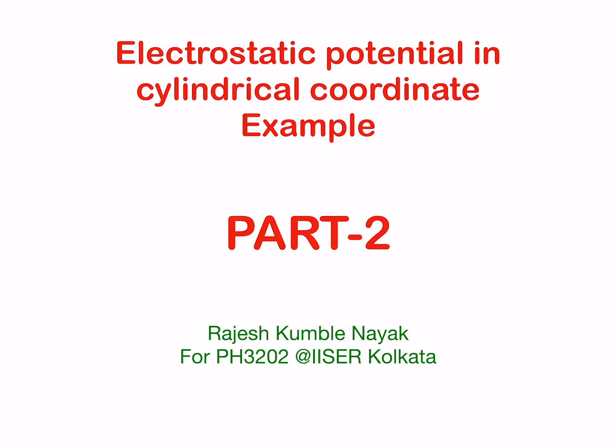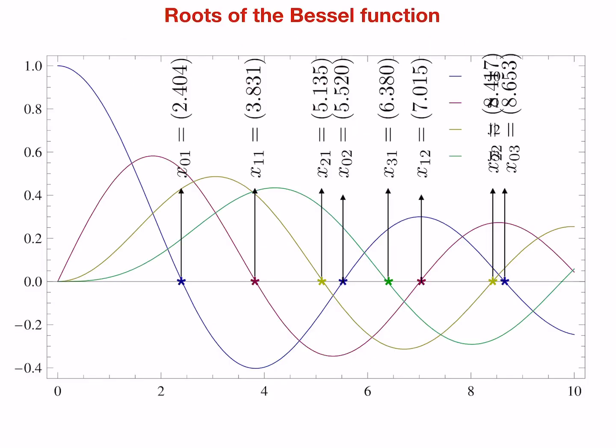Okay, let's start with the application of Laplacian in cylindrical coordinate system to electrostatic potential. So we have earlier seen the Bessel function comes as a radial part of the Laplace equation, and often we require boundary conditions such that either satisfying the Sturm-Liouville boundary condition, or we require a boundary condition such that potential goes to zero on a given radial distance.